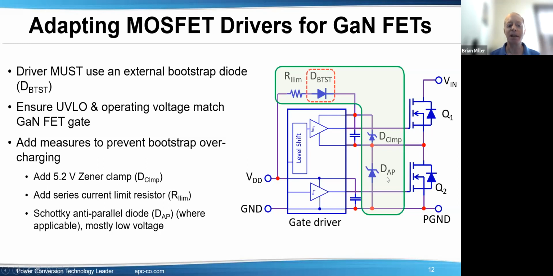And typically this can be, say, a 1 amp or 2 amp diode. It only conducts for a very short time, just during the dead time, which is typically small for GaN FETs. So if the Schottky diode can take a high peak current, that really helps in multiple ways. And small, to limit the capacitance too.